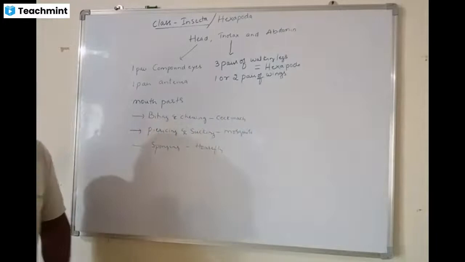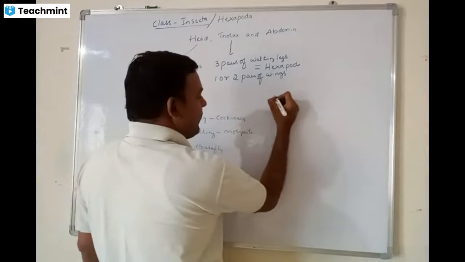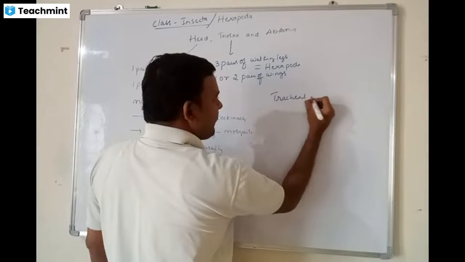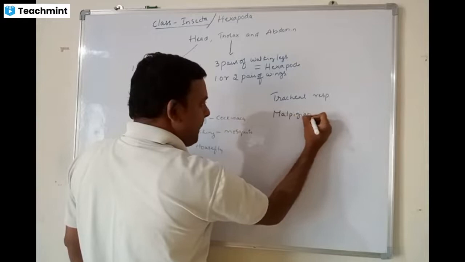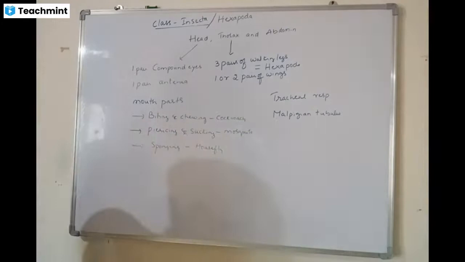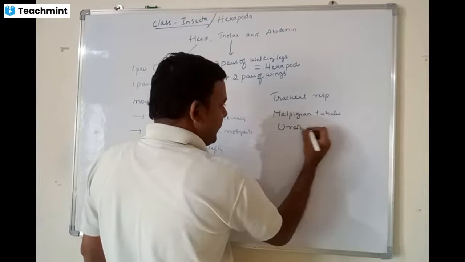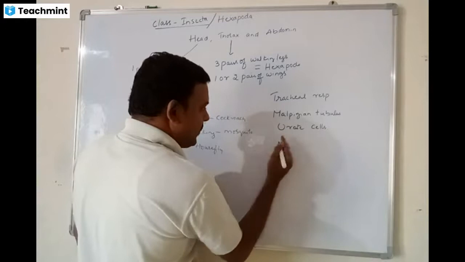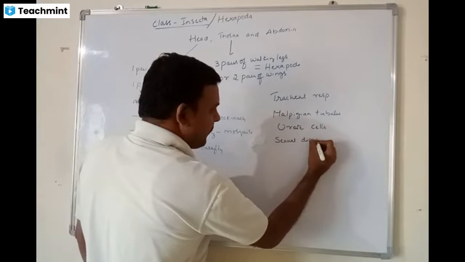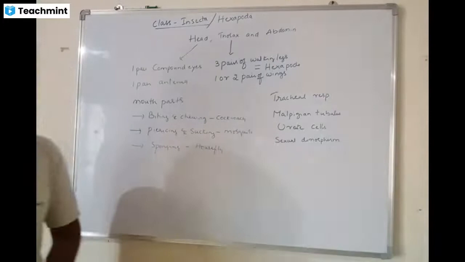Now, these insects have a tracheal respiration system, and the excretory structures are Malpighian tubules, and some have urate cells also. Now all the insects show sexual dimorphism, and the development is indirect.